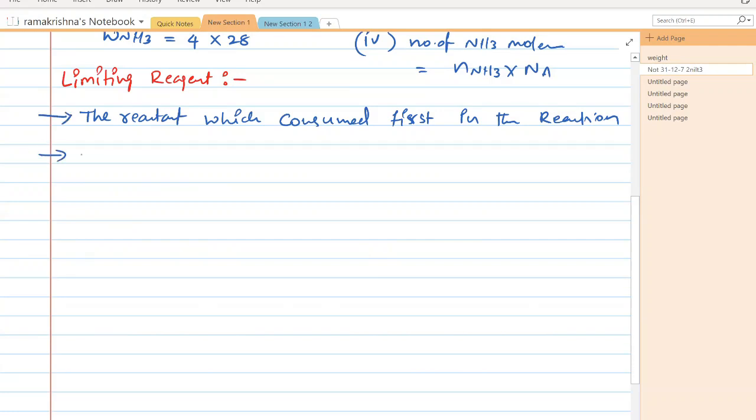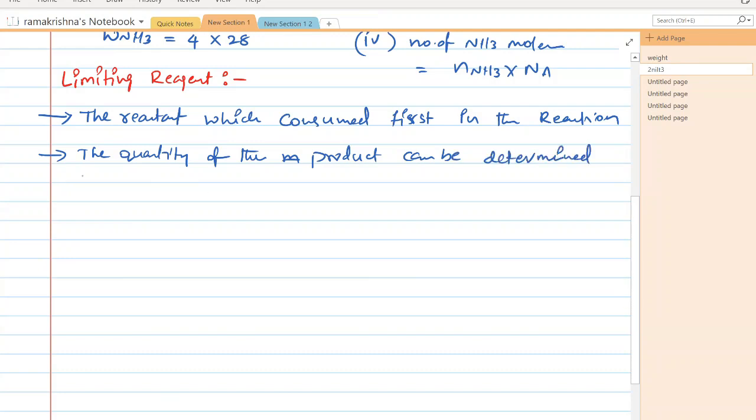And always the quantity of product, it may be moles or mass, can be determined by the limiting reagent only. And how to find out the limiting reagent? This is very important. How to find the limiting reagent from the given data? Very simple.